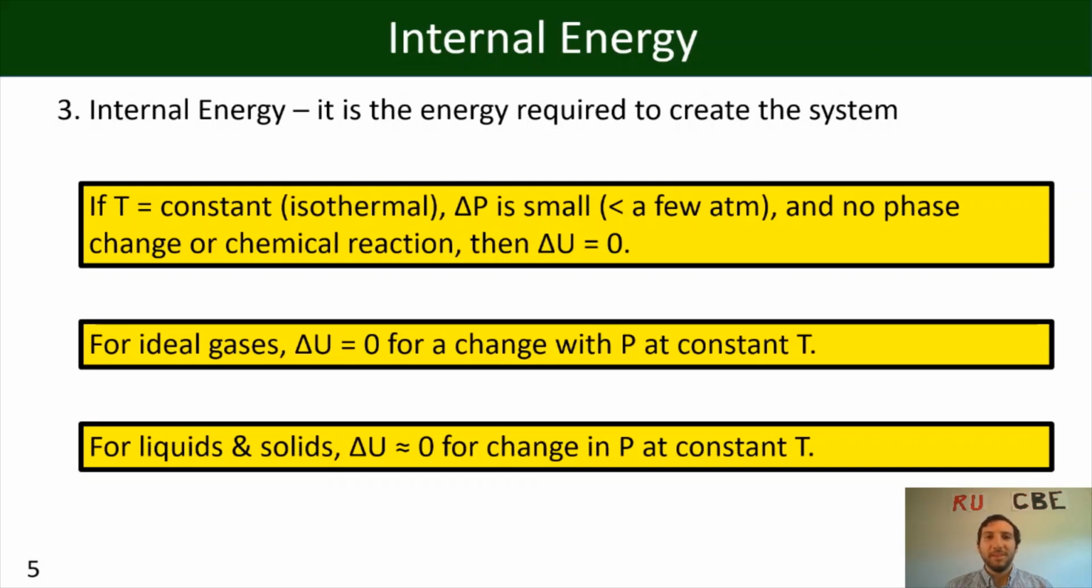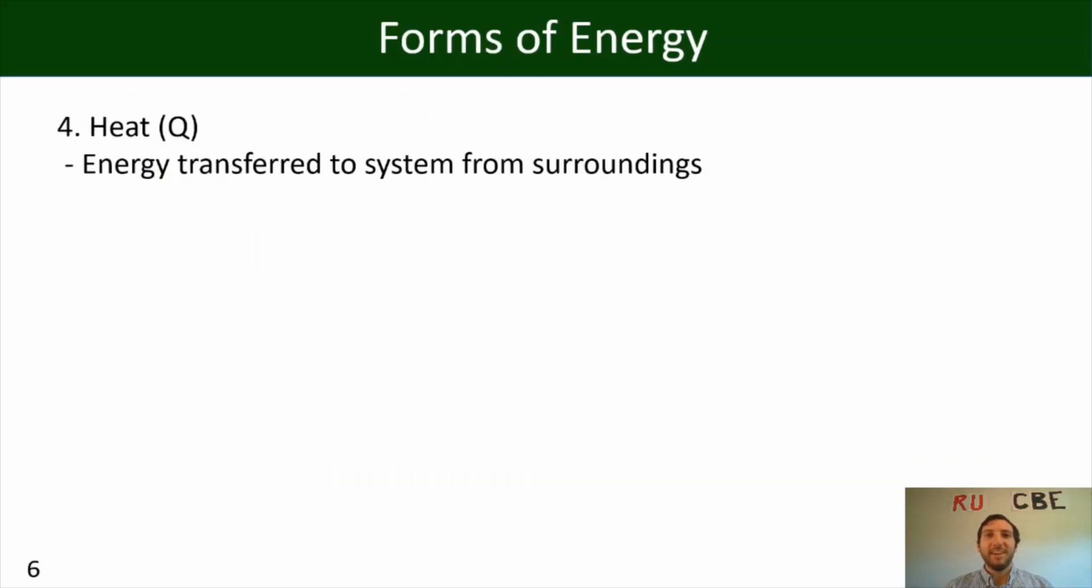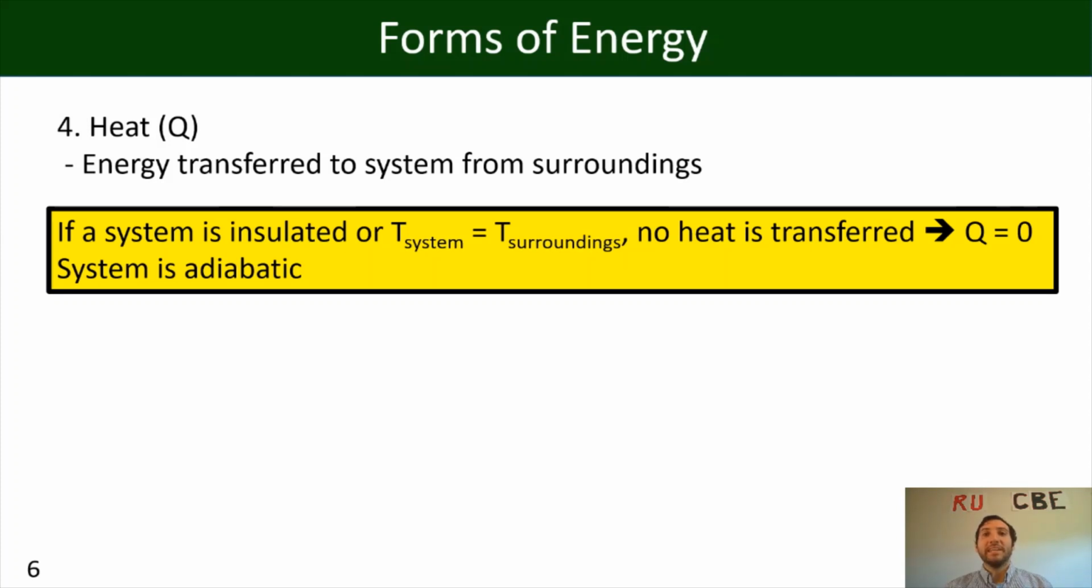All right. Okay, and so now moving on to our next form of energy, we have heat. And for us, that's the energy transferred to our system from the surroundings. However, if you have a system that is insulated, or the temperature of your system is equal to the temperature of your surroundings, then you have no heat being transferred. And you can say that Q equals zero. And if you ever see the term that the system is adiabatic, that is an indication that your Q term is going to be zero. That indicates that no heat is being transferred throughout the system.